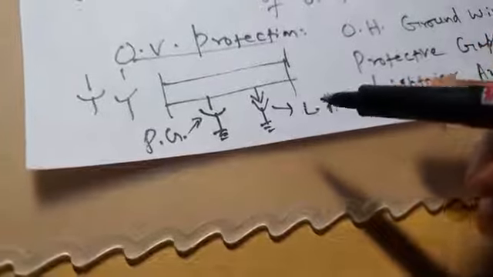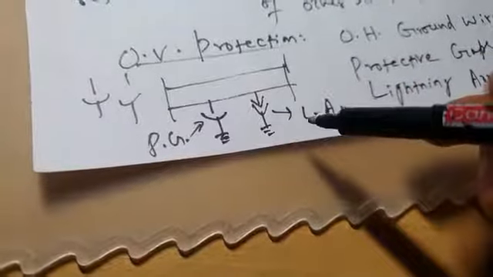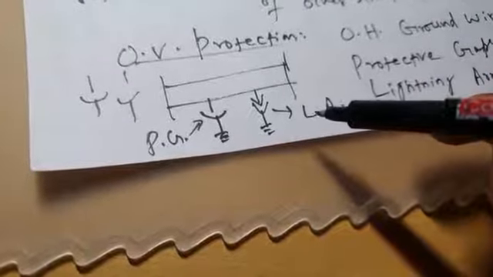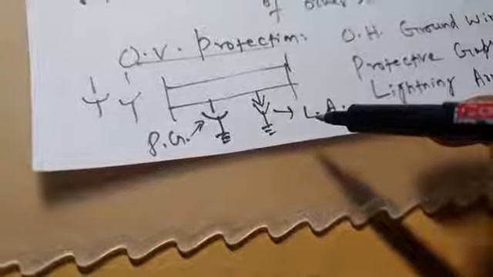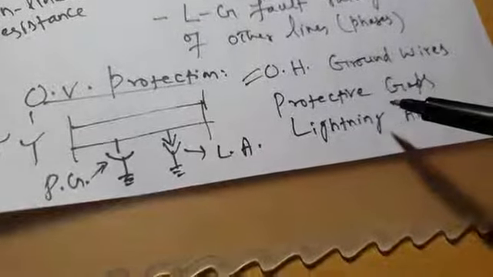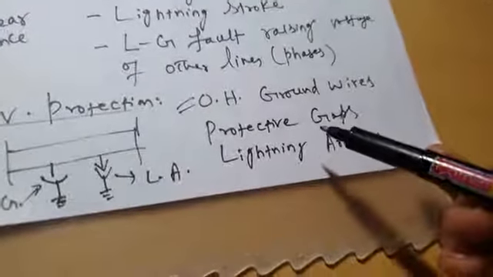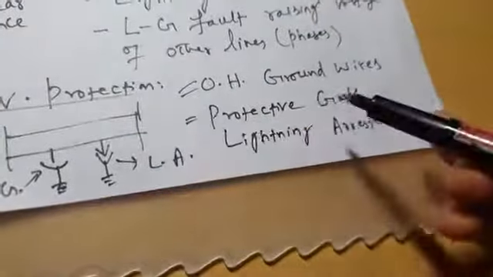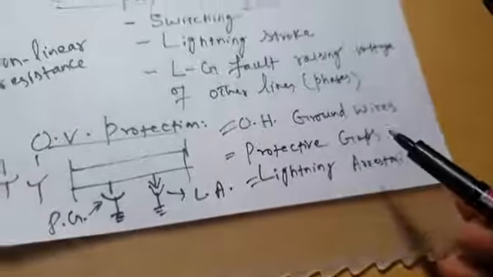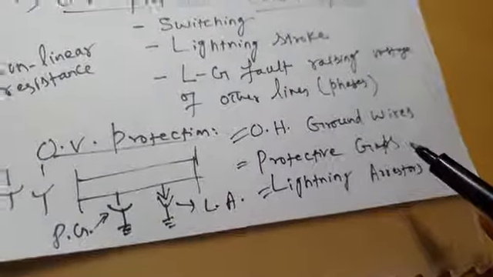So these are three commonly used protective schemes for providing overvoltage protection. First is, as I have written here, overhead ground wires, normally used for transmission line protection. Second is protective gaps. This is the protective gap. And third is the lightning arrestor. So this is how overvoltage protection is provided to an AC system.